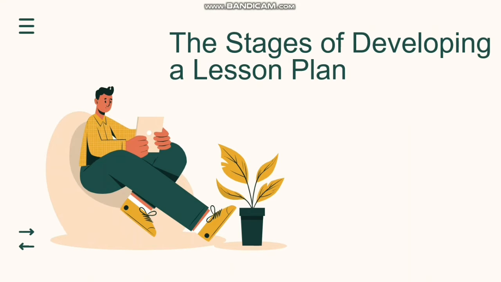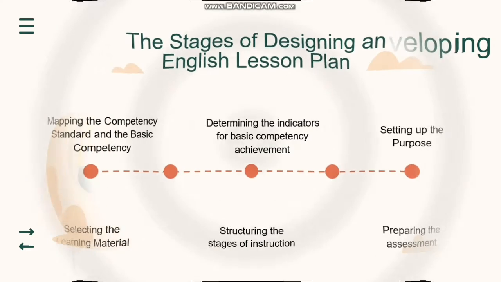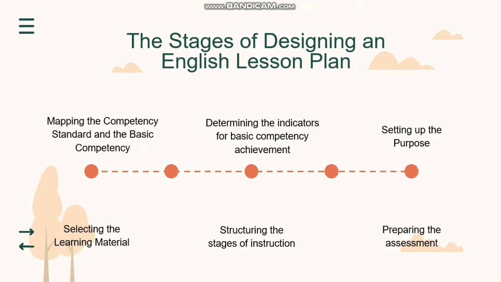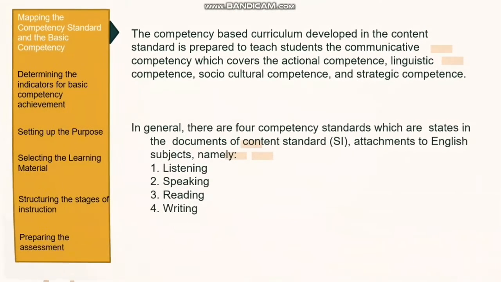Okay, now I'll discuss the stages of developing a lesson plan. There are 6 stages of designing an English lesson plan, namely mapping the competency standard and the basic competency, determining the indicators for basic competency achievement, setting up the purpose, selecting the learning material, structuring the stages of instruction, and the last is preparing the assessment.